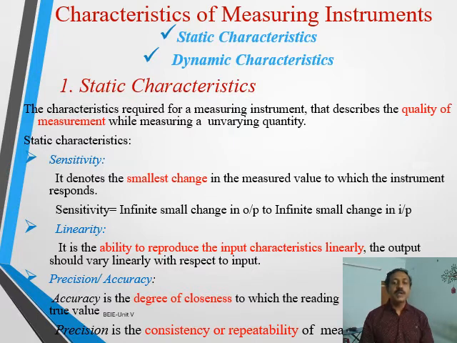Similarly, what is precision? It is the consistency or repeatability of measurements. If the true value is 5 volt and you are getting repeatable values such as 4.8, 4.9 or 4.9, 4.9 like that, we can say that the measuring instrument has a good precision.